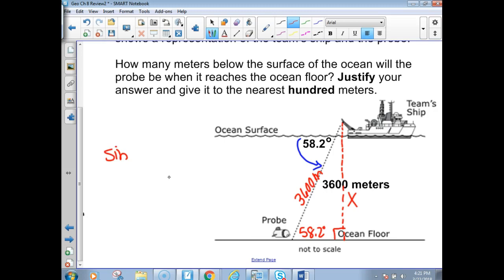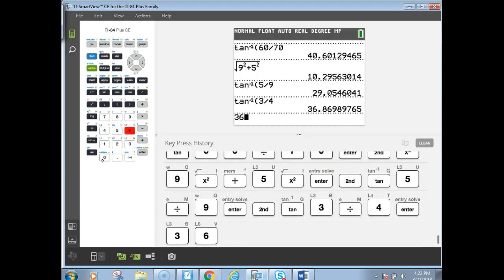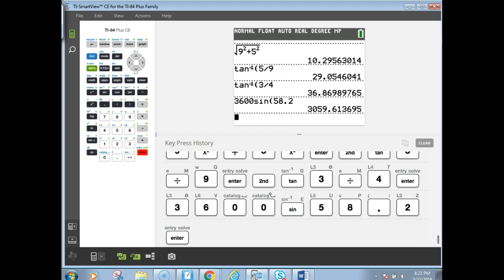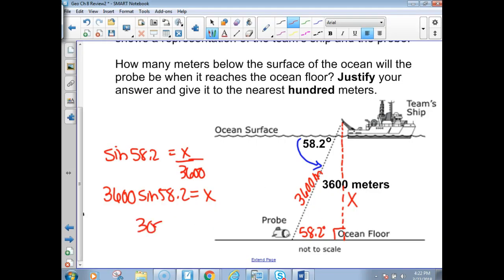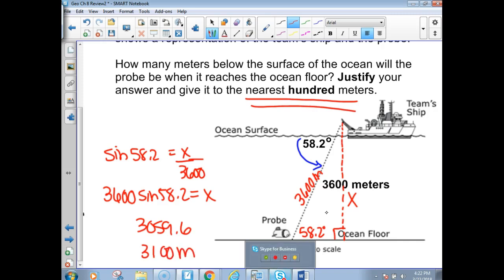We will use the trig and do sine of 58.2 is equal to x over 3600. We will calculate by multiplying 3600 times the sine of 58.2. That will give us 3059.6. It said to the nearest 100 meters, which would be 3,100 meters, and that would be the depth. Now it said to justify your answer. This was showing this work, showing this drawing on the diagram. We used right triangle trig to solve.